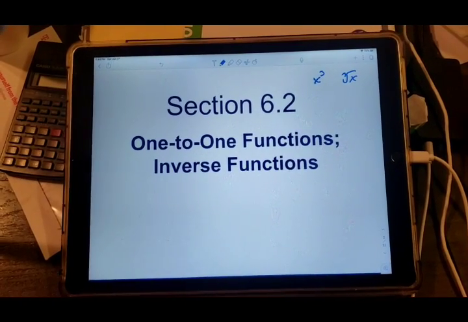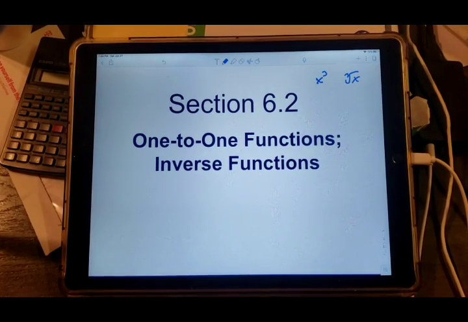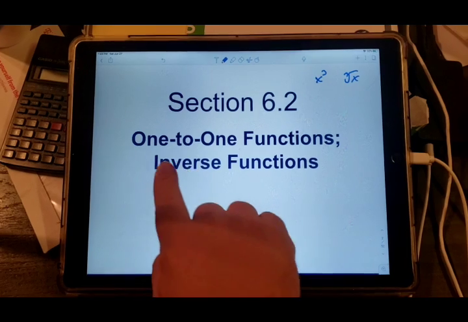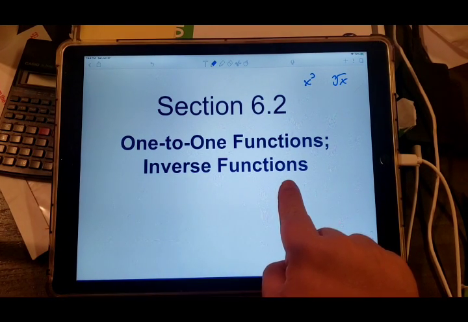All right, we are back. Welcome to section 6.2, one-to-one functions, inverse functions.